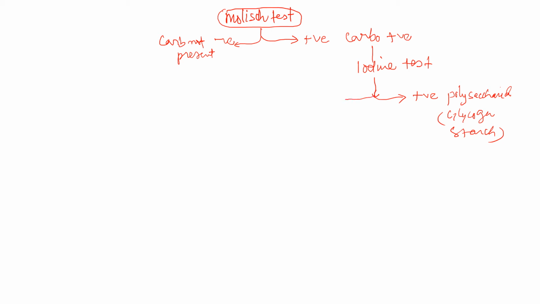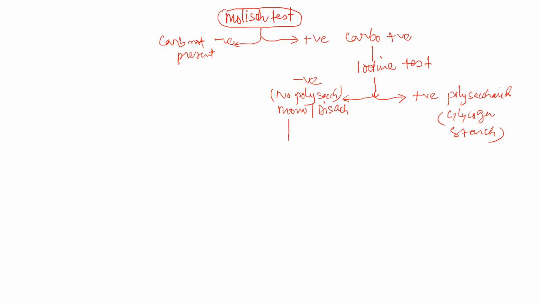And if the iodine test is negative, it means no polysaccharide. It means that it may contain monosaccharide or disaccharide, because carbohydrate is present, but what we find here is that there is no polysaccharide. So it may be monosaccharide or disaccharide. If the iodine test is negative, then we will do the next test.